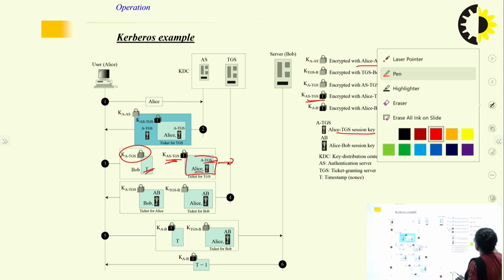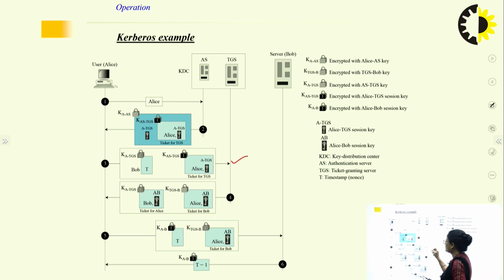Now, the message has gone to the TGS server from Alice that I want to connect with Bob, and this is the key. The next task of the TGS is to generate the session key. So TGS now generates a session key. As I told you, what is AB? This is the session key that will be generated and used between Alice and Bob. This session key is meant for both Alice and Bob, obviously, only then will they be able to communicate. So what the TGS does is that it creates two tickets.